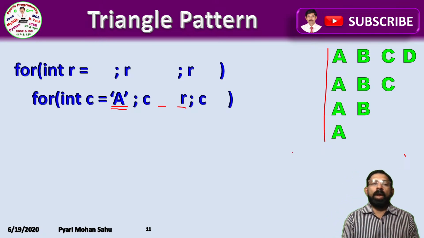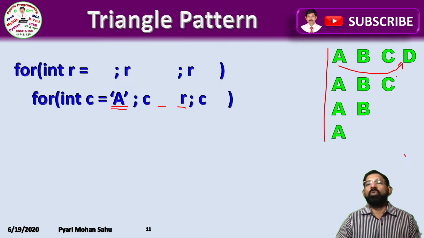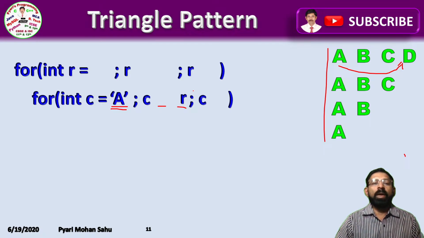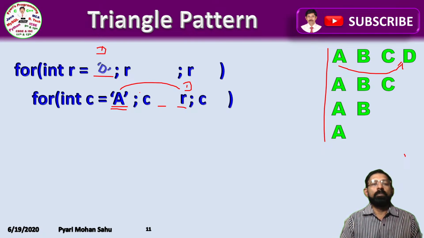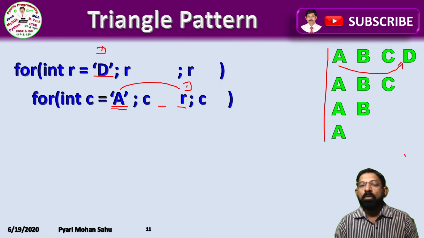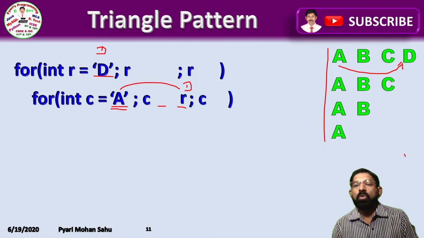R is equal to 68, because how many times will I iterate? I will iterate from A to D. So those who are getting confused with ASCII value, listen carefully. You should think with the alphabet. I need to move from A to D the first time. So what should be the R value? R value should be D, so that it can iterate from A to D. Those who are confused with ASCII value, I suggest you go with the character.